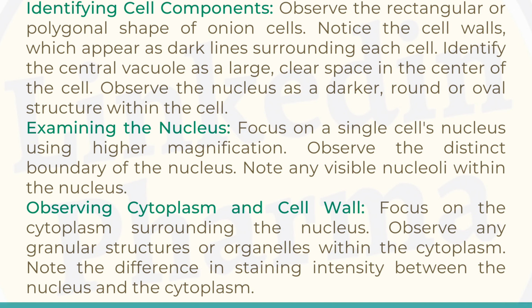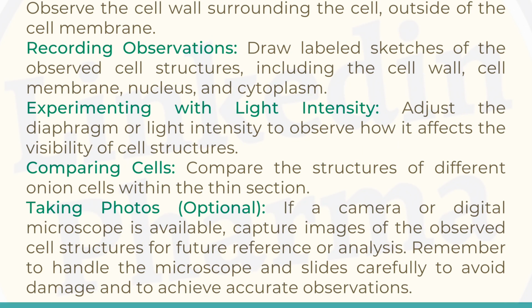Observing cytoplasm and cell wall. Focus on the cytoplasm surrounding the nucleus. Observe any granular structures or organelles within the cytoplasm. Note the difference in staining intensity between the nucleus and the cytoplasm. Observe the cell wall surrounding the cell, outside of the cell membrane. Recording observations. Draw labeled sketches of the observed cell structures, including the cell wall, cell membrane, nucleus, and cytoplasm.